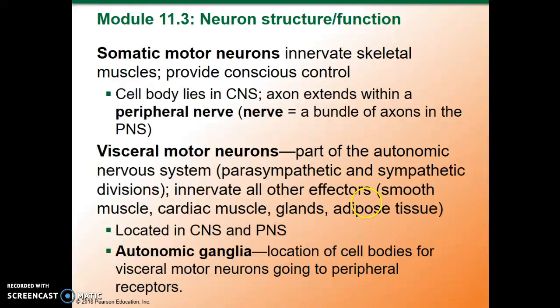The visceral motor neurons are part of the autonomic nervous system. That is the parasympathetic and sympathetic. This is all chapter 14, so it's just kind of knowing the words. But the sympathetic division is the fight or flight response. It innervates other effectors, the smooth muscle, the cardiac muscle, adipose tissue, and glands. It's located in the CNS and PNS. And autonomic ganglia are the location of cell bodies for visceral motor neurons, going to peripheral receptors.